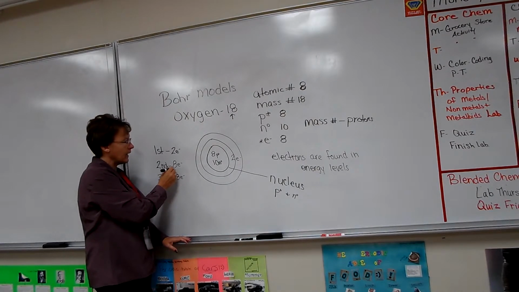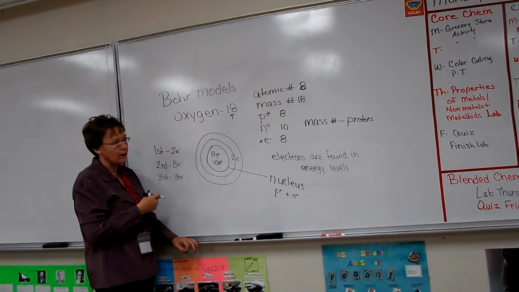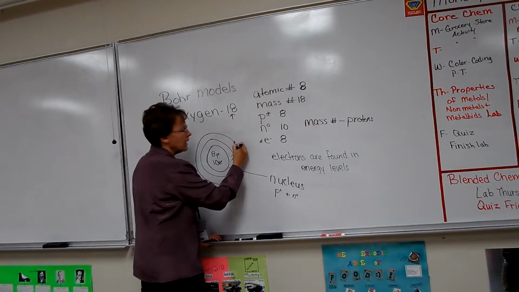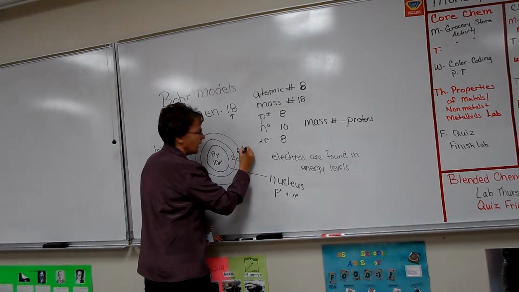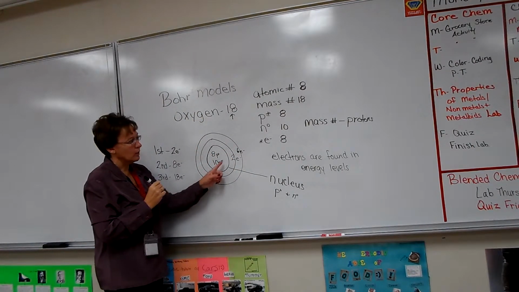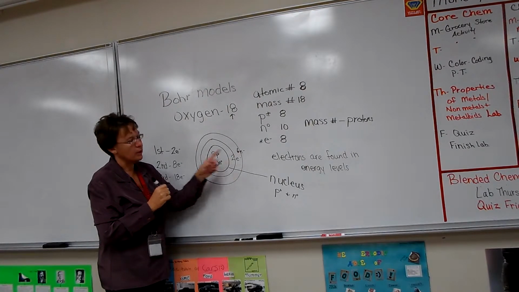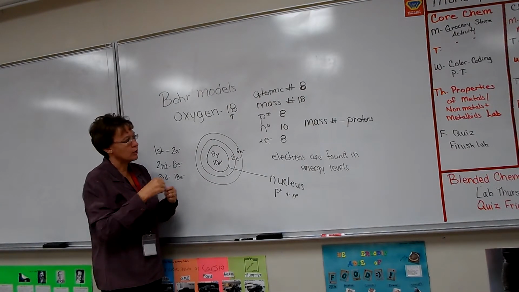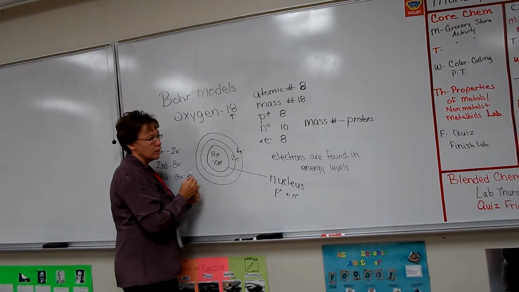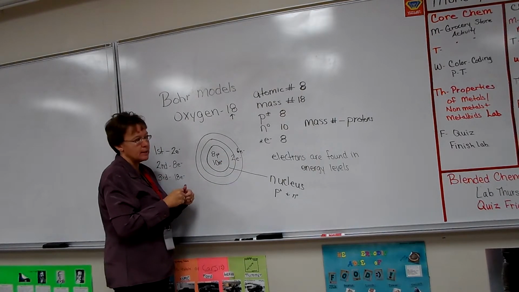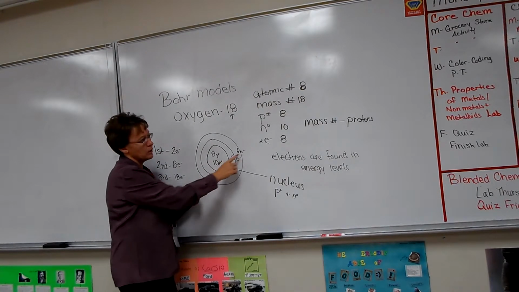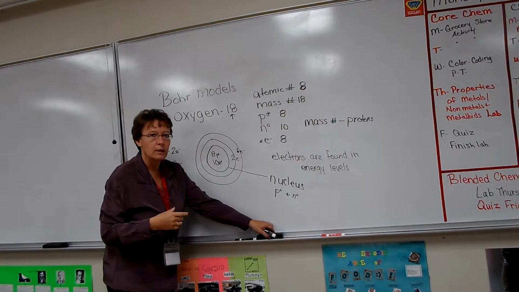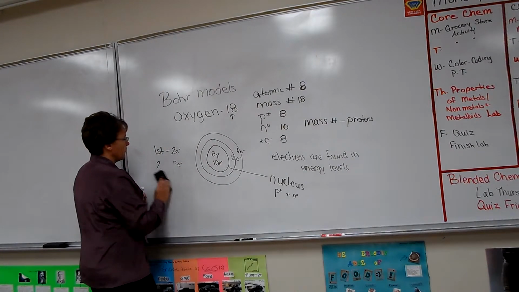Okay, so in our second energy level, we could have up to 8 electrons, but we don't need that many. We only have 6 left. So for oxygen, we've got 2 electrons in the first energy level, 6 electrons in the second energy level. Okay, so for a total of 8 electrons. Let's look at another example real quick.